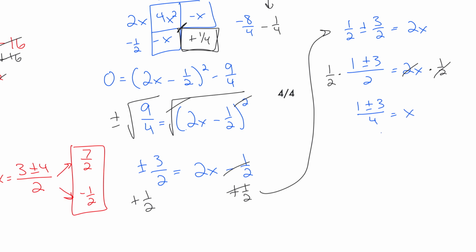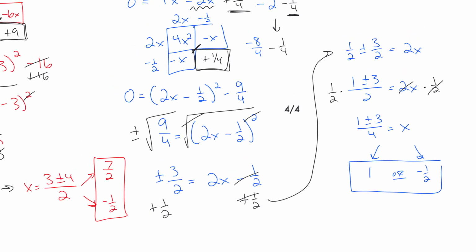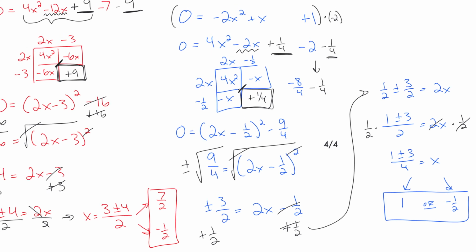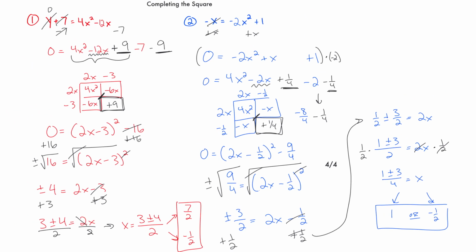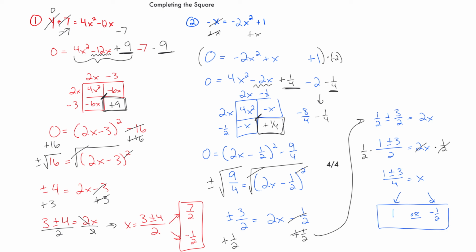This is where we can get our two answers. 1 plus 3 is 4. 4 divided by 4 is 1. 1 minus 3 is -2. -2 divided by 4 is -1/2. These are my two answers. We are now done. This is the process of completing the square and then a combination of what we just got done doing, which is solving using square roots.